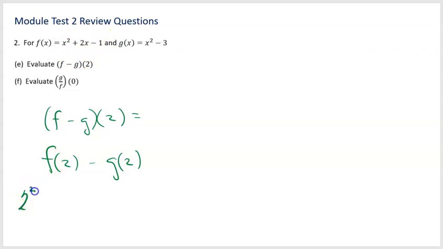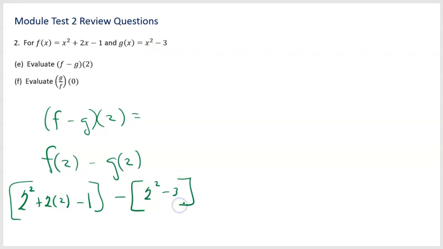So it's going to be 2 squared plus 2 times 2 minus 1. Okay? I'm going to get that answer minus, this is telling me to plug 2 into the g function. So it's going to be 2 squared minus 3. And then I just need to work that out. So in this big set of brackets here, 2 squared is 4. 4 plus 4 minus 1, right? Over here, I've got 4 minus 3.